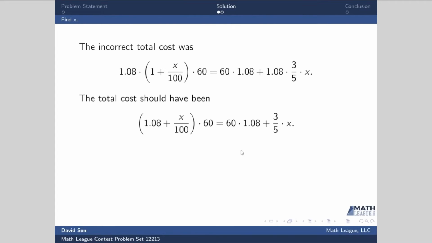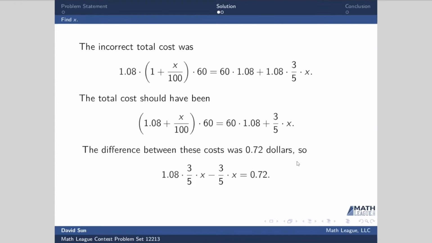We're interested in the difference between these two costs. Note that this term is common to both right-hand sides, so our difference will just be between these second terms on the right-hand side. The difference between these costs was $0.72, so we have this equation. At this point, we can solve for X.